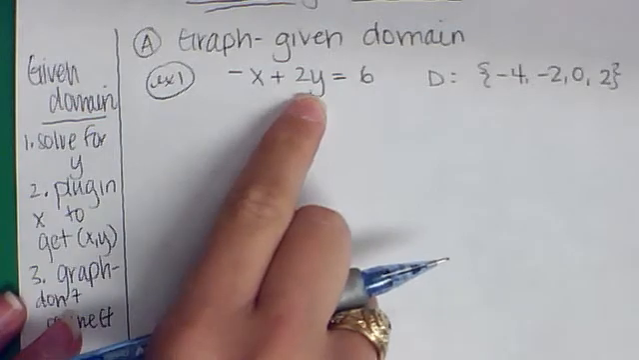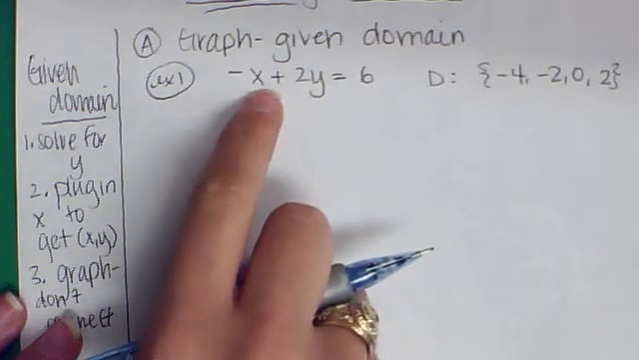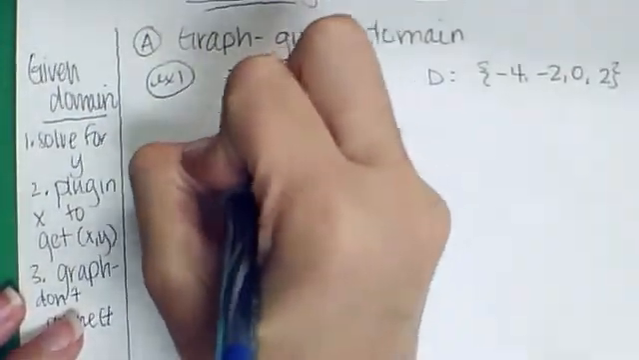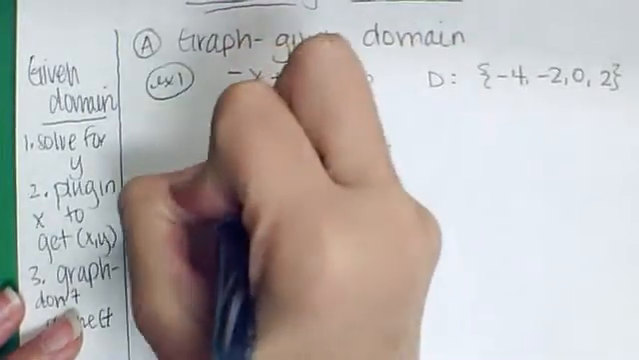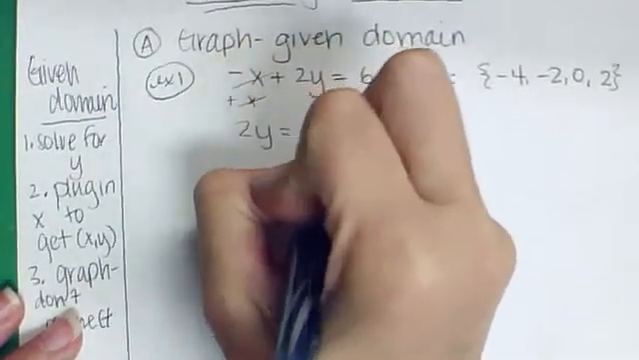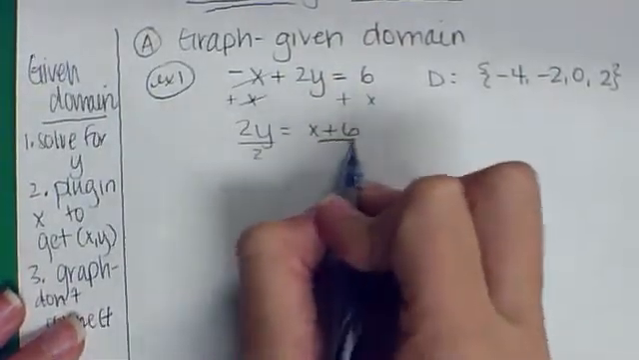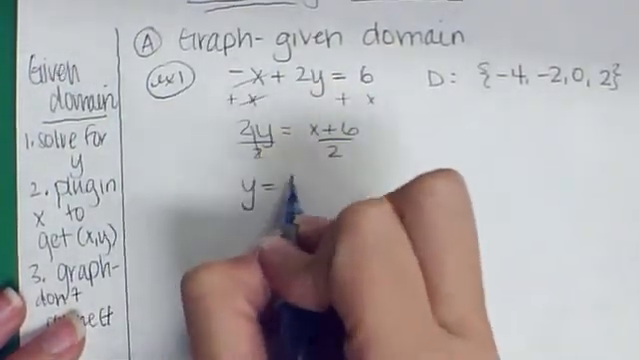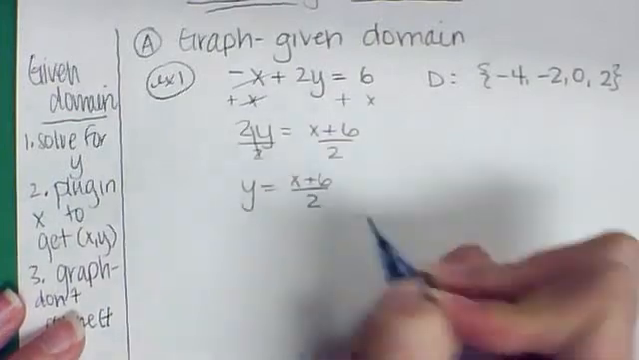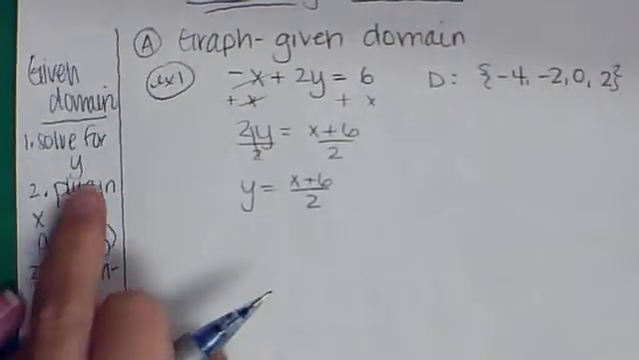To get y by itself, I'll notice it's being multiplied by 2 and subtracted by x. So I'm going to add the x first. 2y equals x plus 6, or 6 plus x, either way is fine. I'm going to divide both sides by 2. And y is equal to x plus 6 all over 2. Okay, I've done that. I've solved for y.